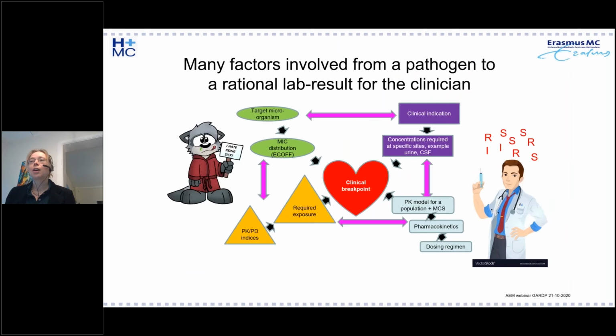So this example shows you that all the aspects that John talked about, the MICs, are important, and you need to determine what exposure you need from animals, and then you have to correlate that to the pharmacokinetics in humans. What concentrations can we reach? What needs to be the dose to reach the targets that John determined in the animals, and all these things come together to give you a clinical breakpoint, in order to give the doctor a rational advice on what he can give, what should not work, or what should work.